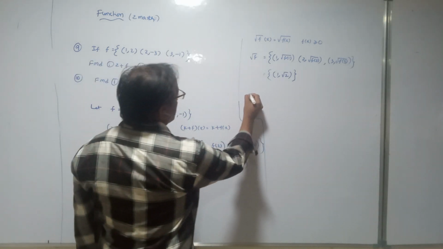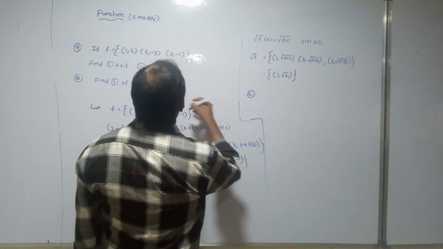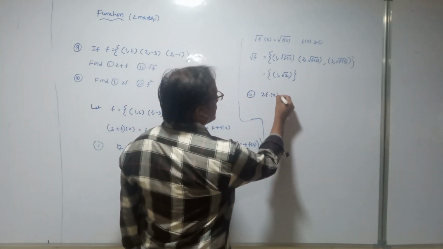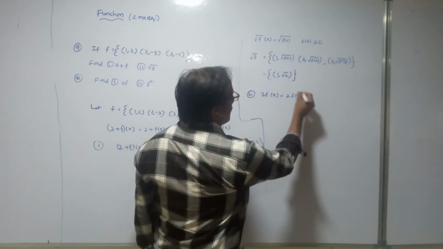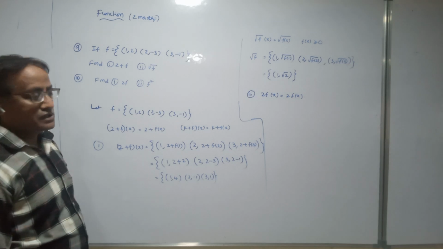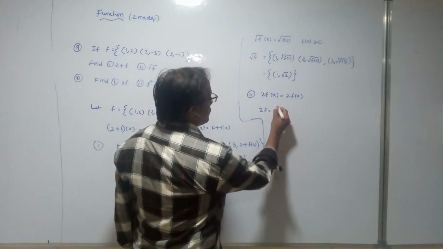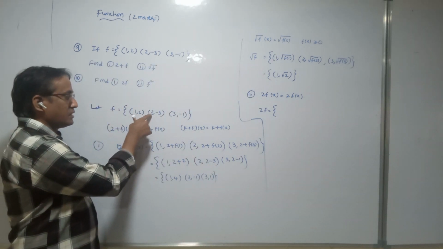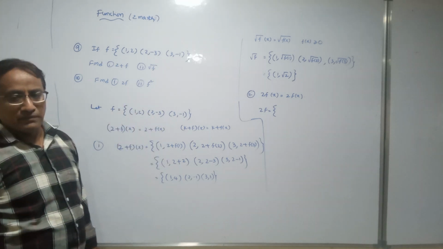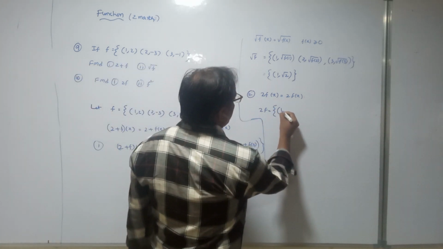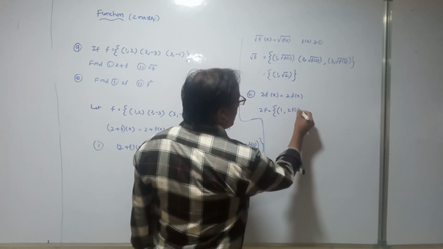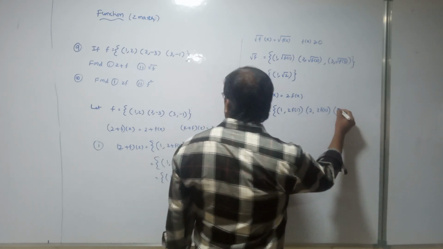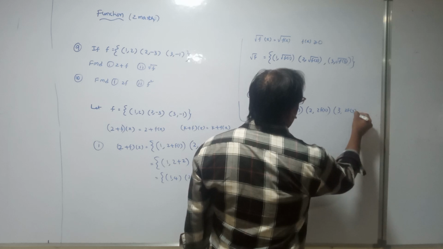Now the third one, or first question is 10th one. 2f of x is defined as 2 into f of x. So 2f is equal to the set of all elements in the domain. What are the elements in the domain? 1, 2, 3. These are the elements in the domain. So 2f is (1, 2 into f of 1), (2, 2 into f of 2), and (3, 2 into f of 3).